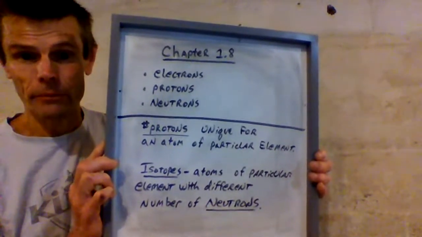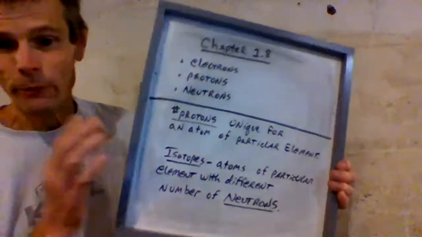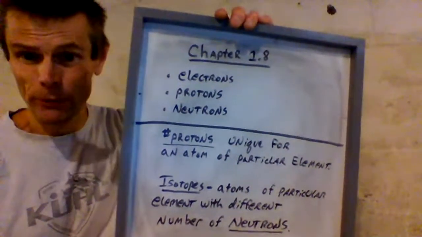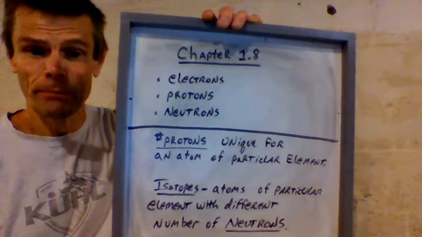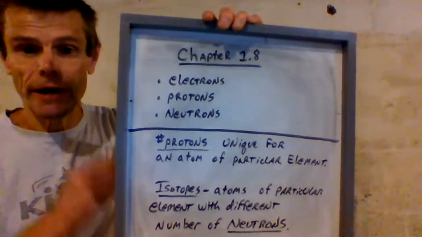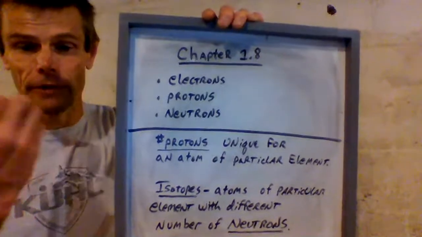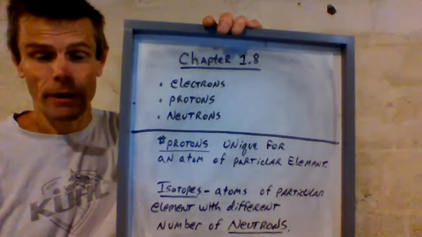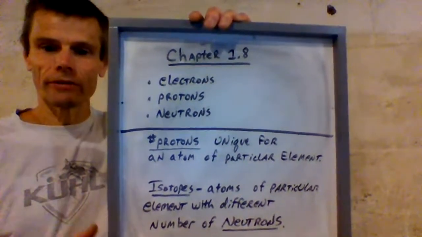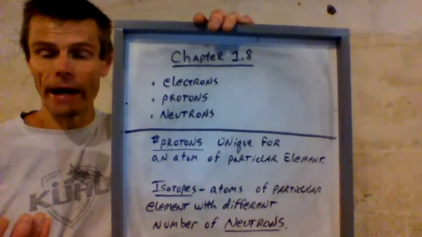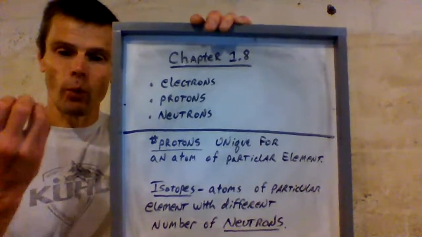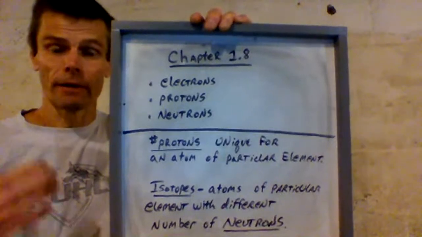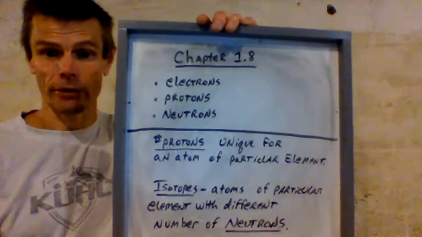Now, most atoms have all three of these particles in them. We're going to show that one doesn't have one particular subatomic particle, and we'll discuss that in a few minutes. But most atoms have electrons, protons, and most of them have neutrons. So what is unique for a particular atom? In other words, which of these particles helps us identify an atom of a particular element?